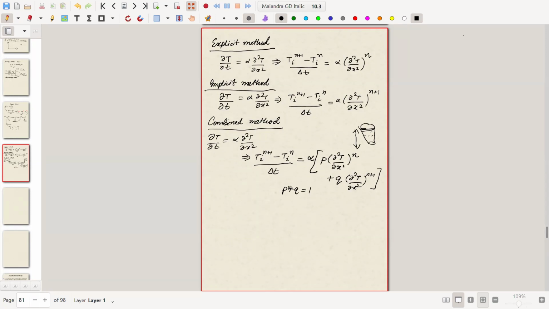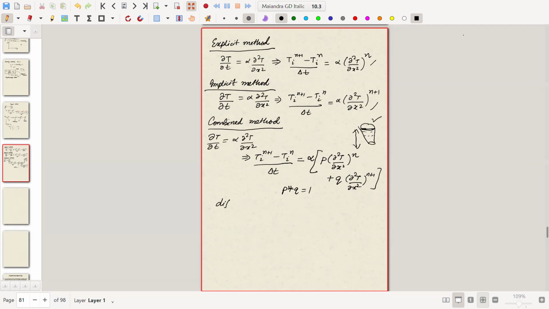Can you see? We are mixing. We have to write a second order partial derivative with respect to x, but we are taking a mix of this and a mix of this. P times the one plus q times the other, in such a way that p plus q equals 1. So that makes sense of this. Now you can understand what I'm trying to convey.